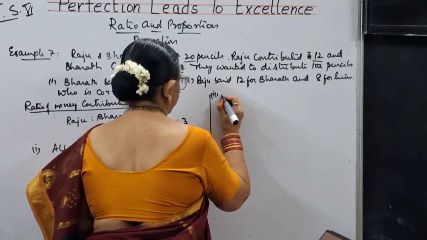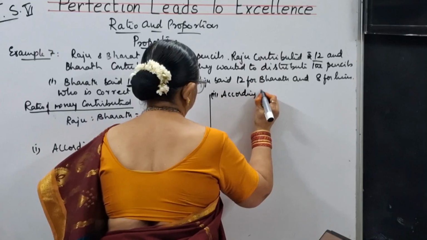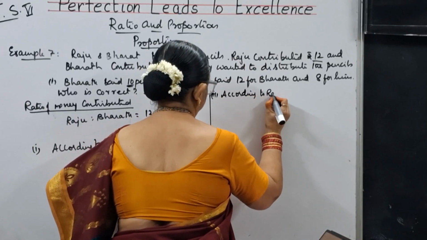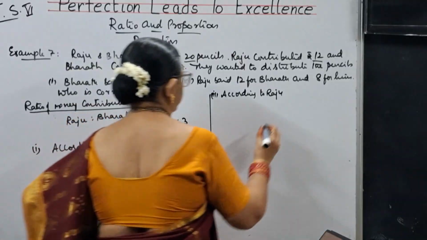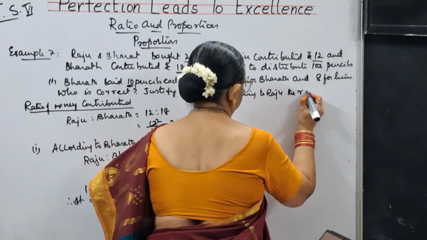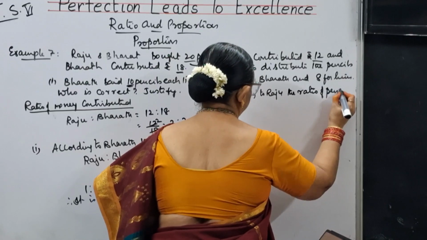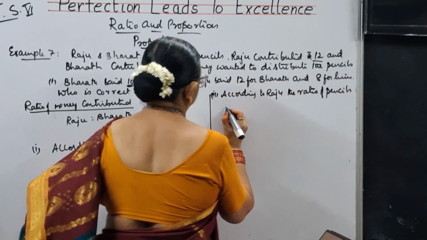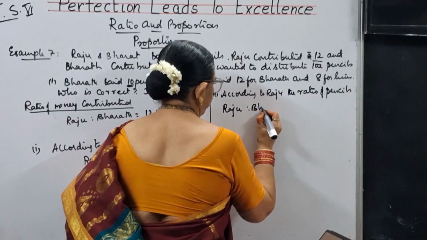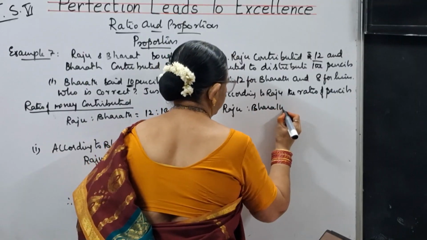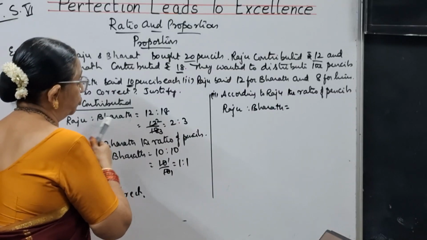Second one, according to Raju. What is that? The ratio of pencils. Here also Raju is to Bharat. Be careful, children, when you are writing the ratios. The order should be same.